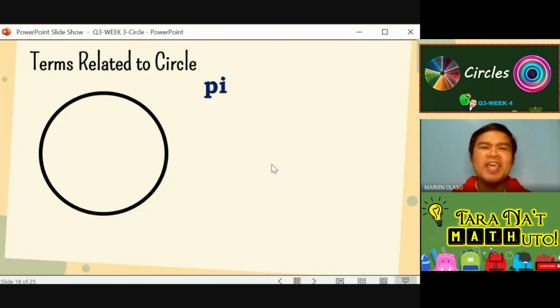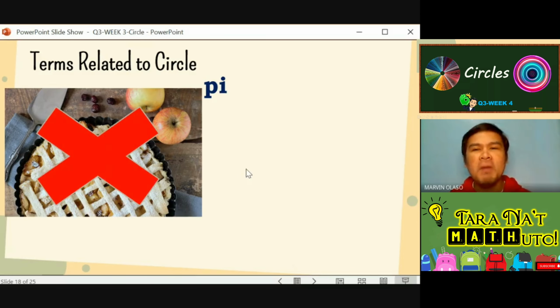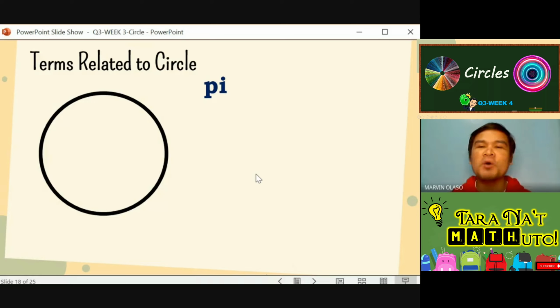Usually, pag narinig nila yung salitang pi, eto ang nasa isip nila: the yummy food, yung pie na may E. P-I-E. Pero that is not what we mean by P-I. Ayan, parang ang sarap nung pie, nagutom tuloy ako. Although most of the pie with E, yung tinapay, ay circle, kaya baka sabihin nila, ay related siya. Pero wala pong kinalaman yung pie with E, kaya alisin na natin yan para hindi nyo na siya makonect.